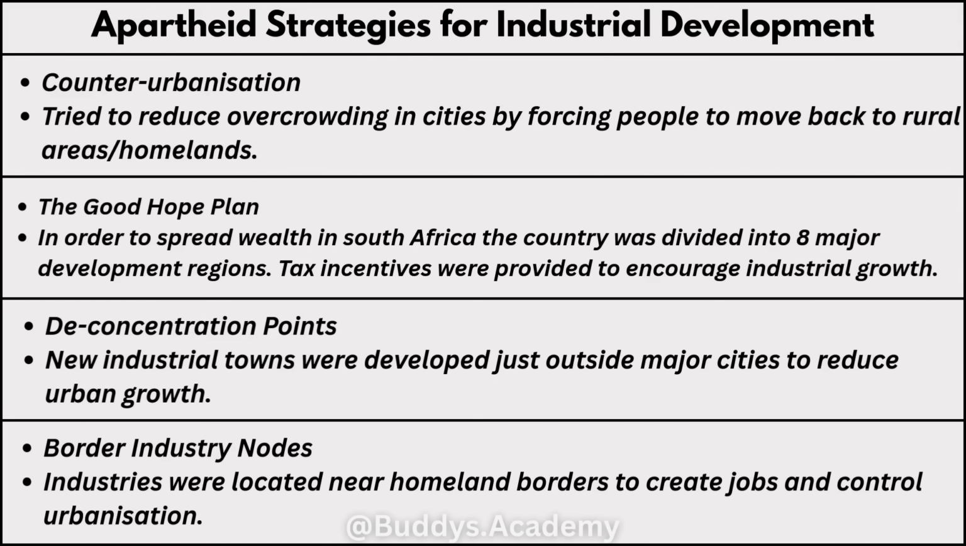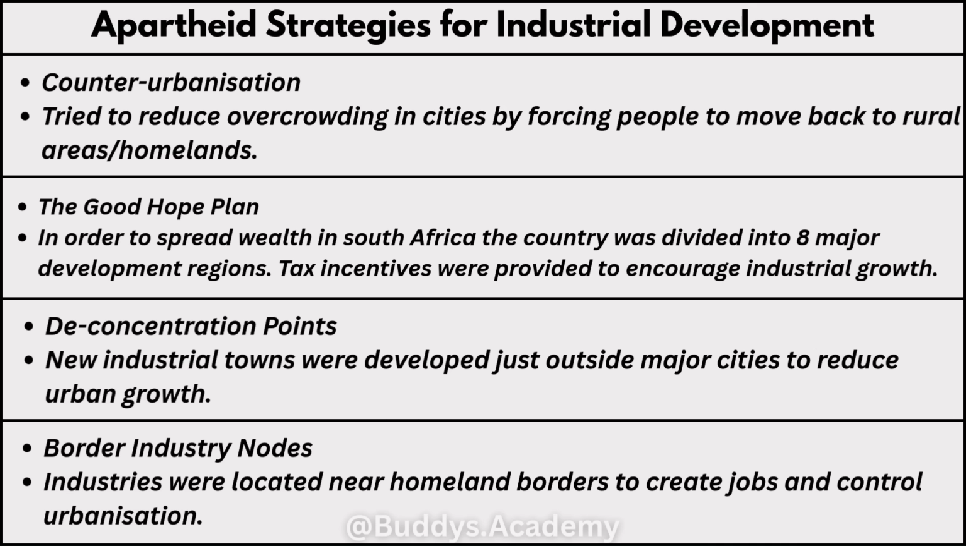So in terms of your apartheid strategies, the first strategy would be your counter-urbanization. So that basically tried to reduce overcrowding in cities by forcing people to move back to the rural areas or your homelands. The Good Hope Plan, now in order to spread wealth in South Africa, the country was divided into 8 major development regions. Tax incentives were provided to encourage industrial growth.